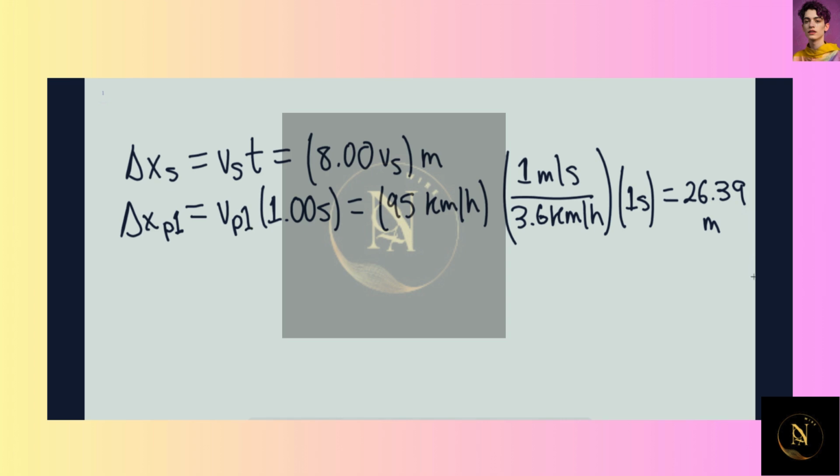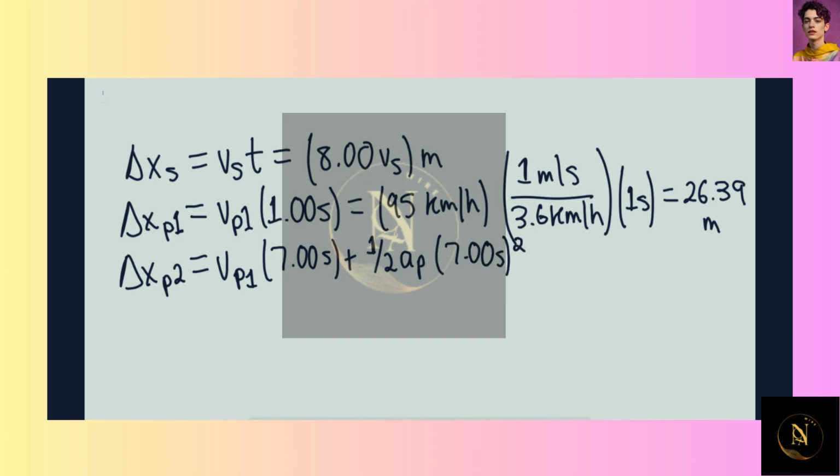Now the second part of the police car's displacement would be, we can say, delta x of the police car sub 2, and this would equal the initial velocity of the police car times 7.0 seconds, so the rest of the 8 seconds, plus 1/2 times the acceleration of the police car, which is constant, times 7.00 seconds squared.